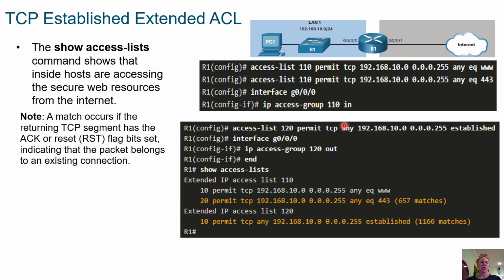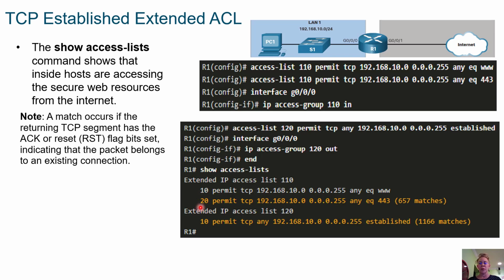Let's use a few of our show commands to take a look at what's happening here. Here were our original access control lists allowing web traffic out. Here's our new access control list allowing a reply, a response. So if we did a show access list, it's going to show us what we're permitting.